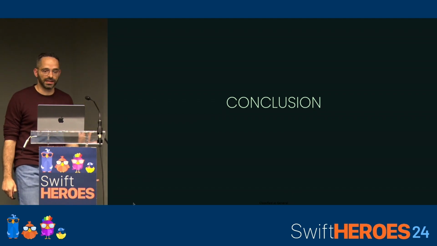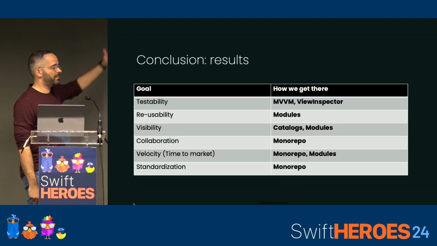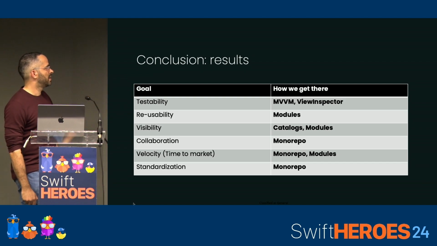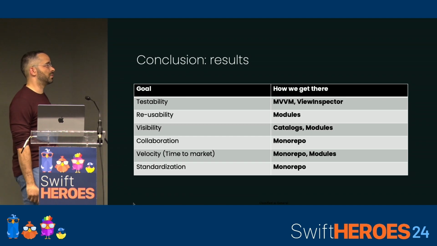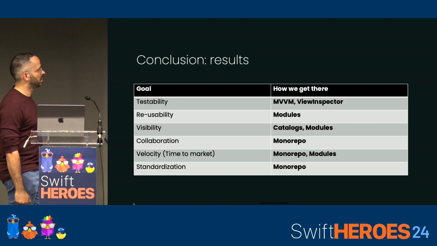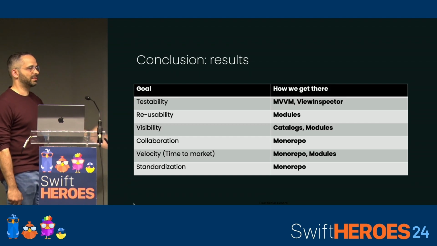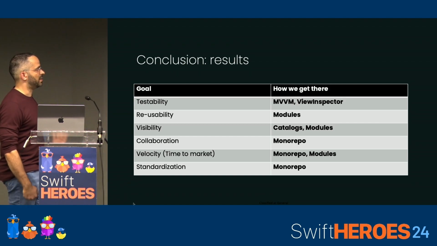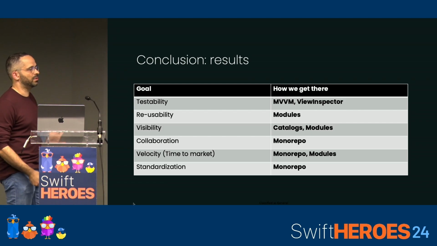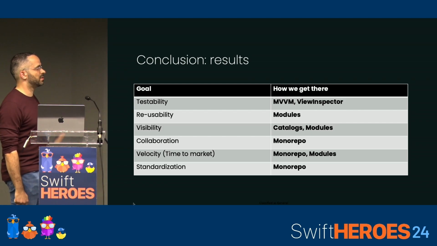So yeah, the conclusion for this. At the very beginning, I mentioned we wanted to cover all these, and this is how we got it. Testability, we got it thanks to MVVM and View Inspector. Reusability, thanks to the use of modules. Visibility, catalogs, as I just said, were big for this, and the use of module models too, and modular architecture in general, because you're able to focus on what you need, but you are also able to see what other people are doing. Collaboration, thanks to the monorepo, it helped us a lot.